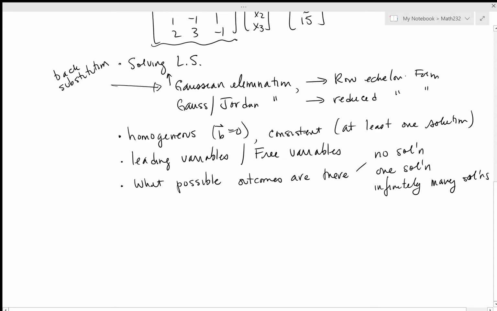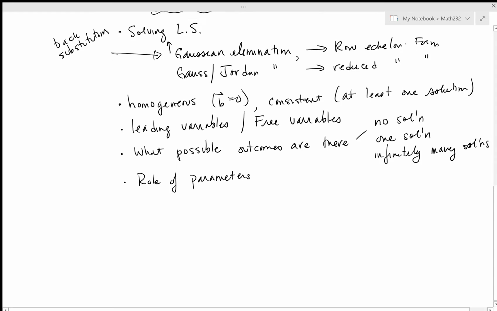We've seen the role of parameters. Sometimes we've seen these kinds of questions where, for what values of C is this matrix invertible? For what values of C does this system have a single solution, etc. So you have to understand the role of parameters.